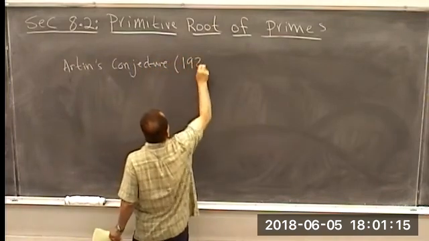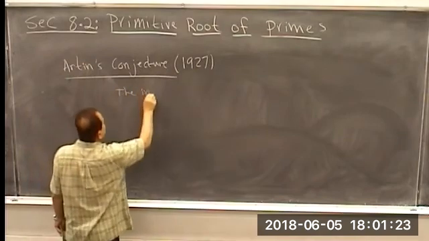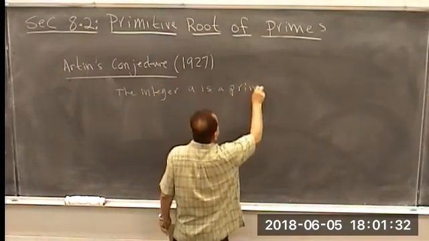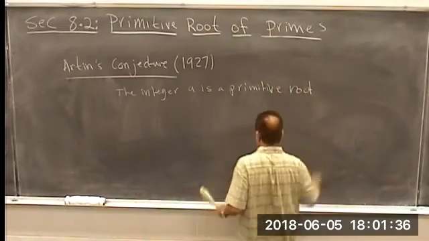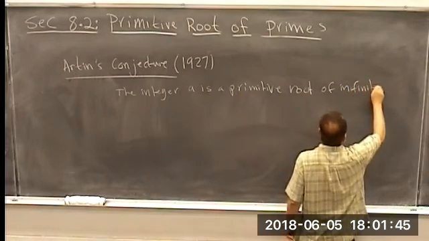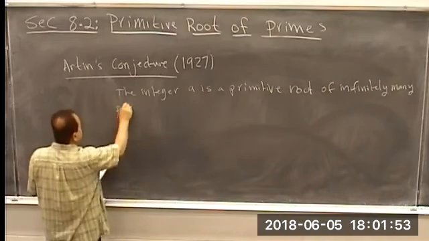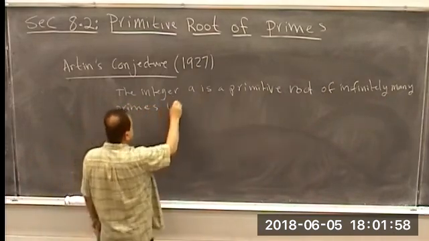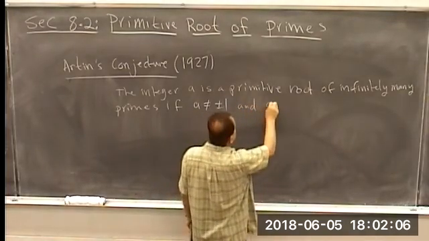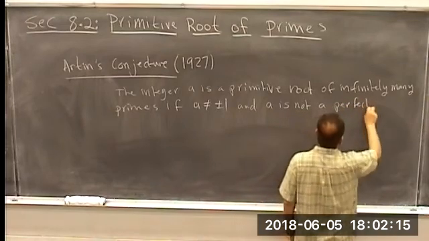This was given in 1927. And it says the following: the integer A is a primitive root of infinitely many primes if A does not equal plus or minus 1 and A is not a perfect square.